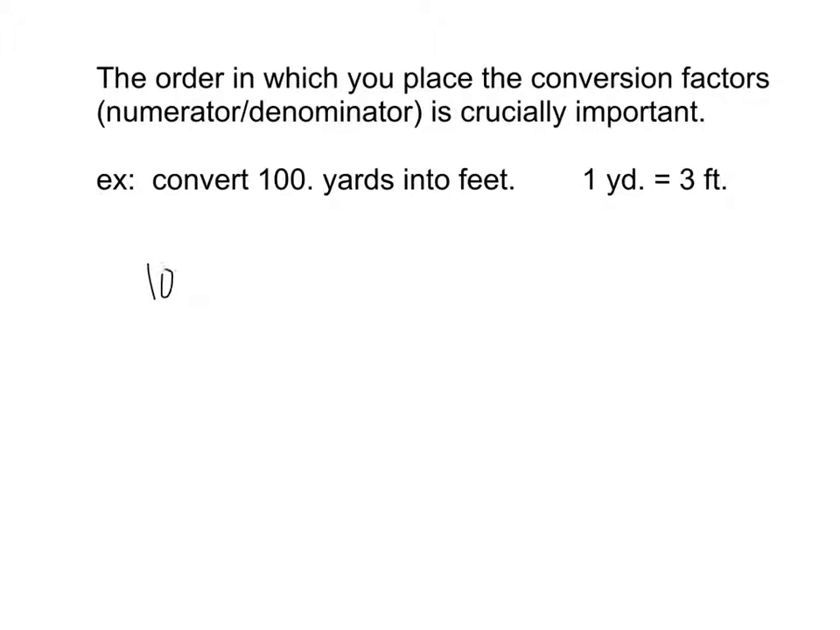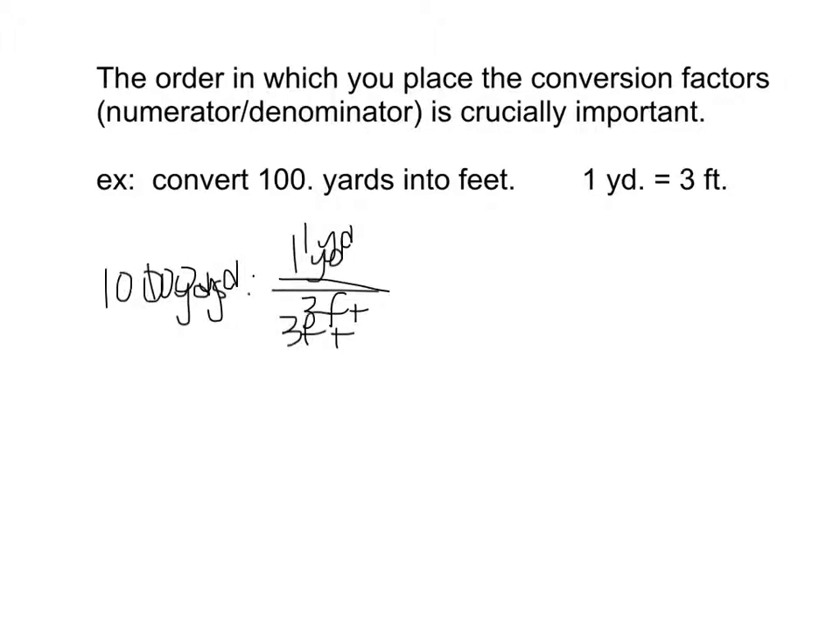So let's start out with what I know, 100 yards. And let's say I put 1 yard is 3 feet. Whenever you're multiplying numbers times fractions, you multiply the numerator and divide by the denominator. So 100 times 1 is 100, divided by 3, 33.3 repeating. And you may say the units would be feet, but they're actually not going to be feet in this instance.